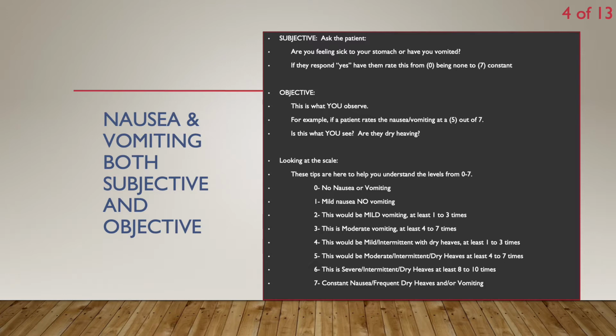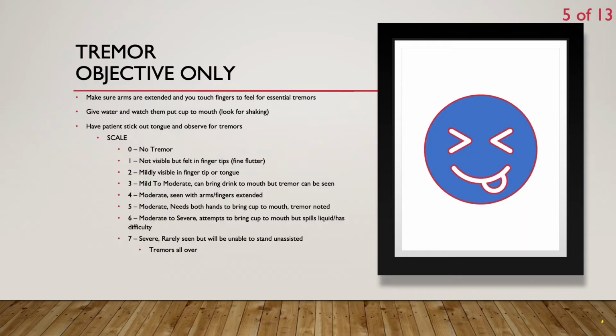So if the patient rates the nausea and vomiting at a 5 out of 7, if you look down at 5, you see that 5 is moderate to intermittent possible dry heaves with at least 4 to 7 times observed by you. Is this what you're seeing? Are they dry heaving or vomiting? And can you match it up to where they rate their difficulties? If not, then I need you to look at this another way and say, okay, let's just call it a moderate or whatever, but give them the correct score so that you know that you're scoring them on a good basis.